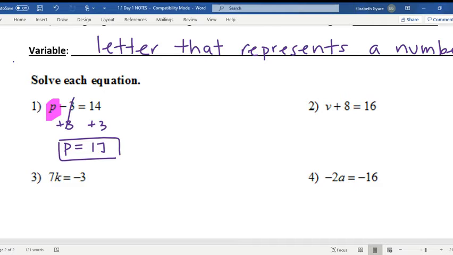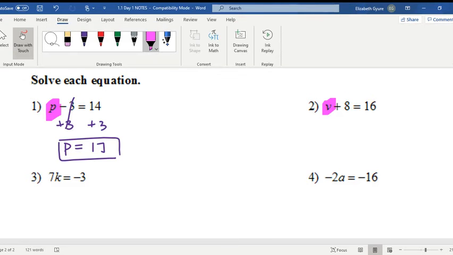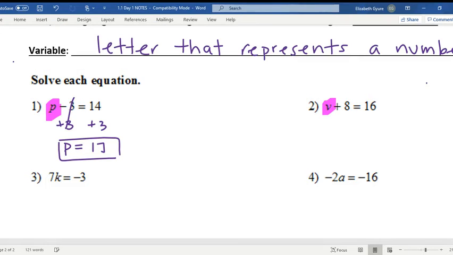All right, let's look at number 2. V plus 8 equals 16. So again, we're trying to solve for V. We want to get it all by itself. We want to get rid of that plus 8. What can we do to get rid of that plus 8?